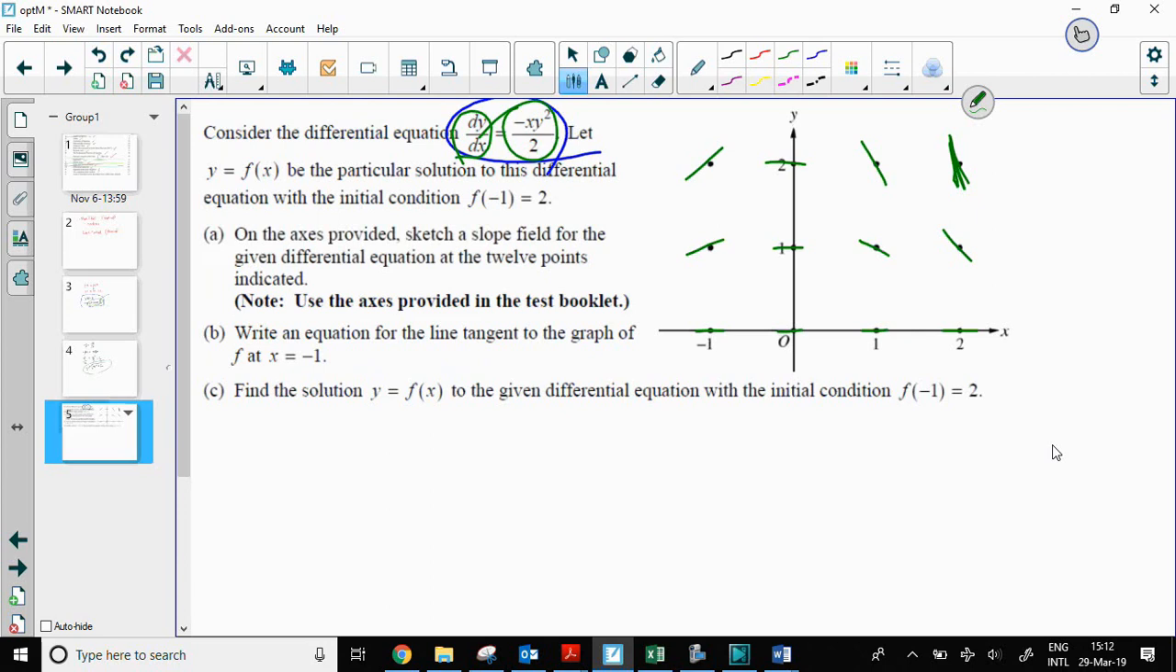Let's do letter B. Write an equation for the tangent line to the graph of f of x, whatever it might be, at the point x equals -1. Well, for this, we want to use probably point slope form. So then we work out what we know. We know that the y value is equal to 2. We know that the x value is equal to -1.